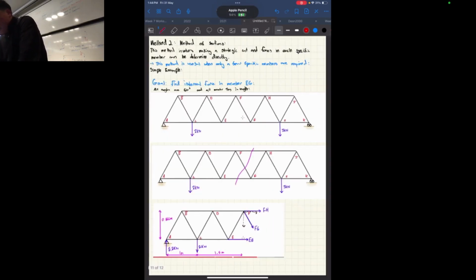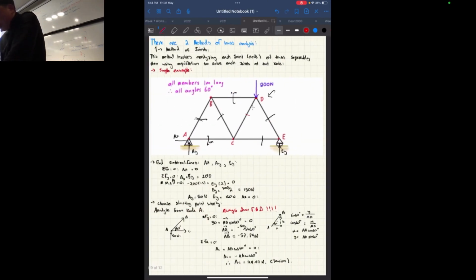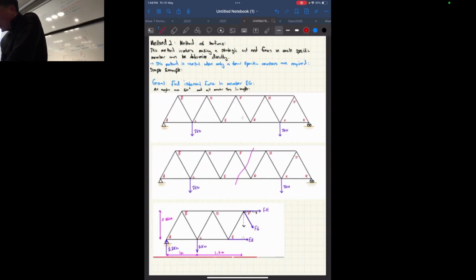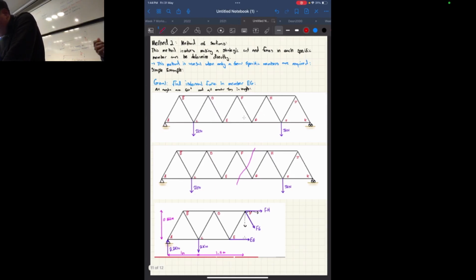The second kind is method of sections. How do you know when to use method of sections or method of joints? If the question asks you to find every single member, that's when you use method of joints. But if they only ask you to find one single member or one single section in a big truss, that's when you use method of sections, because it simplifies the equations much more. In this particular question, they ask you to find member EG. If you do method of joints, it would take you forever to figure out member EG, so you can't do that.